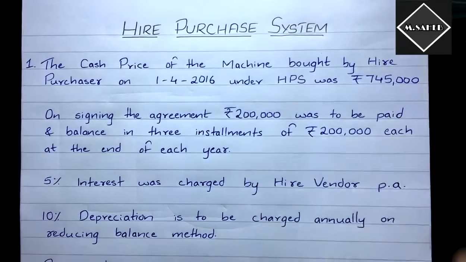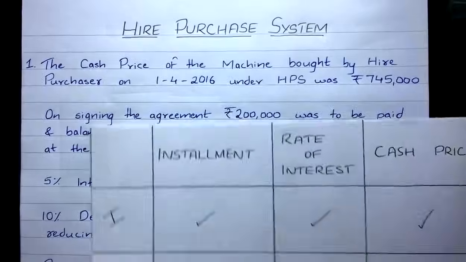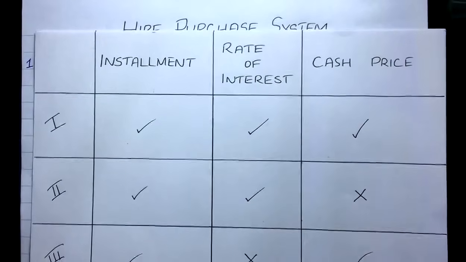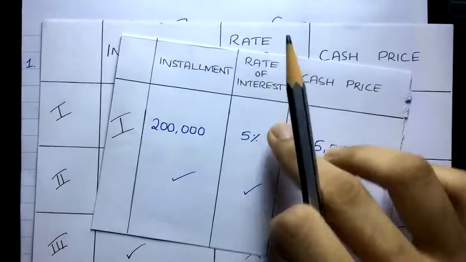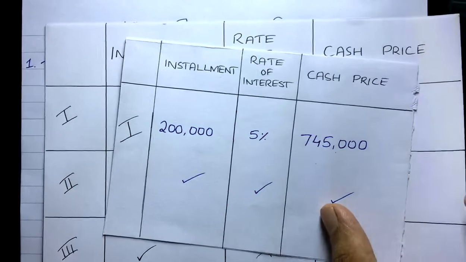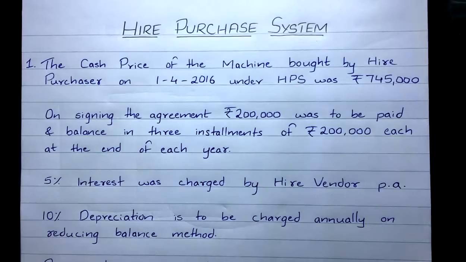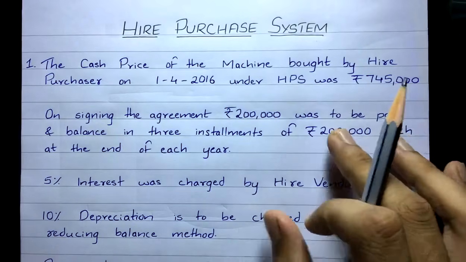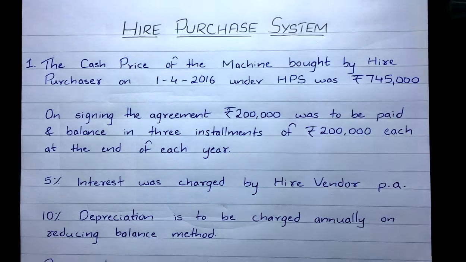So interest is given, and also the cash price is given, and also the installments are given. So this question is based on the first scenario where all 3 are given, isn't it? See, installment is given, rate of interest, as well as the cash price is given. Now one more thing you need to identify is whether the interest is included in the installment or interest is not included in the installment.